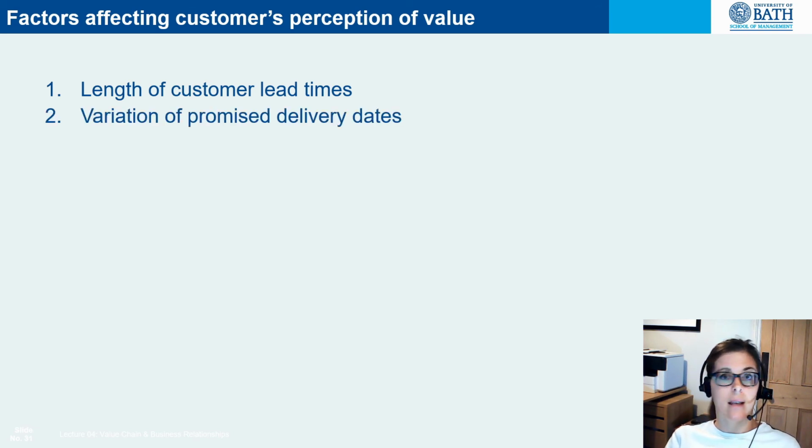Variation of delivery dates. As consumers, you all know how annoying it is when you've ordered something and you get that phone call that goes, oh no, it's going to come tomorrow. Again, instantly that product in your mind is devalued. It's not suddenly worth as much as you paid for it.